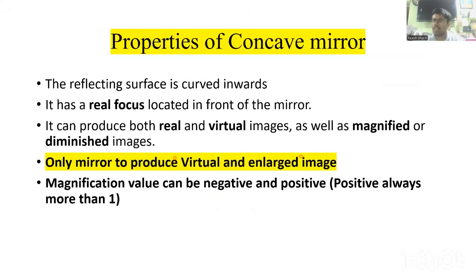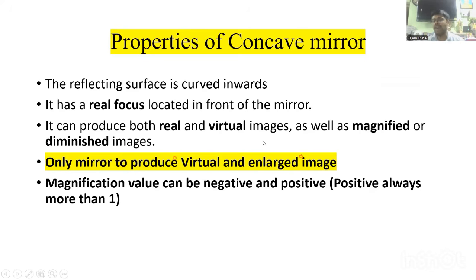Now one by one, properties I already explained. Concave is curved inwards, the mirror is caved in, focus is in front of it. Focus is in front of the mirror. Next I told you, this mirror will produce a real image, a virtual image also, magnified also, diminished also. And only one mirror in the history that we have which produces virtual and enlarged is concave.